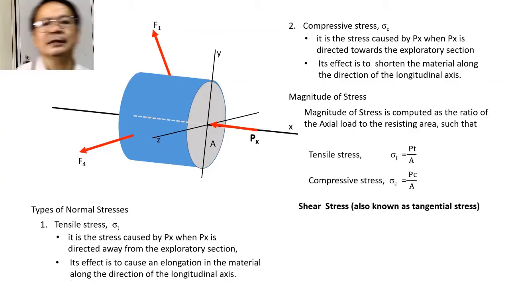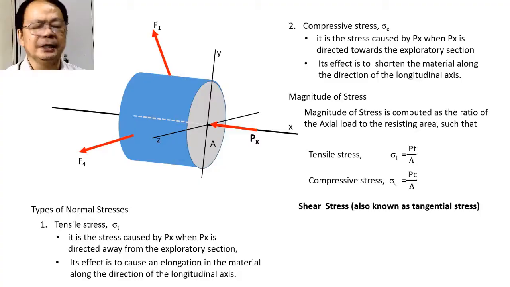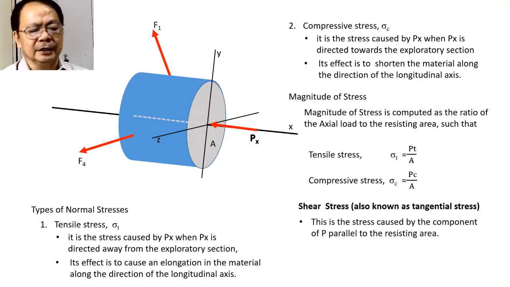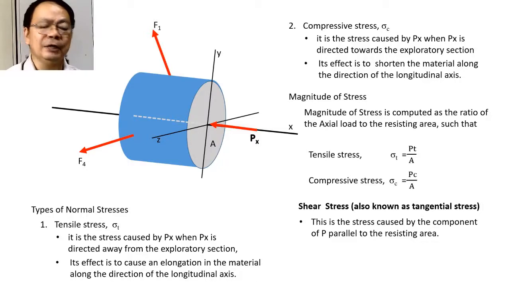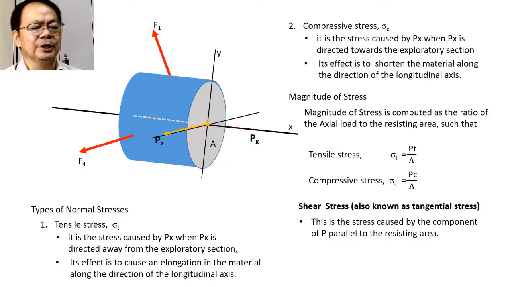The second type of stress is known as the shear stress. Shear stress is caused by the component of P that is parallel to the resisting area. Ipinakita ko na kanina yon, so ibalik natin yung force na yon. Kung itong P na ito is acting parallel to the resisting area which is directed along the z-axis, then this will be causing a shearing stress.